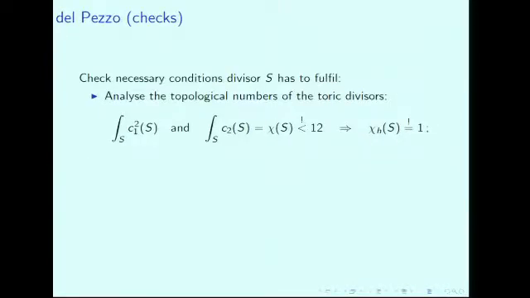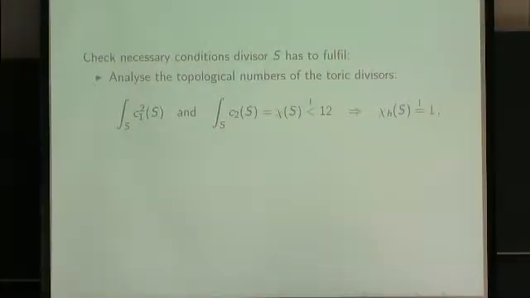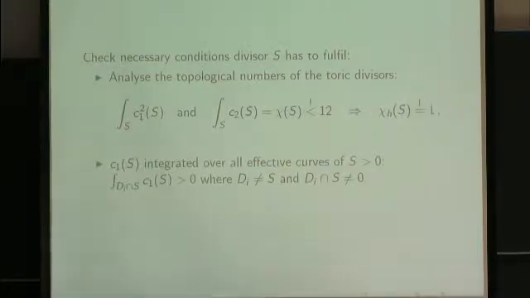So how do we search for del Pezzos? First of all, for a divisor to be del Pezzo, it has to fulfill some topological conditions. So the Euler number of the divisor has to be smaller than 12, and the holomorphic Euler number of the divisor has to be 1. And further, as I said already, it has to be positively curved. So c1 of the tangent bundle integrated over every effective curve has to be positive.